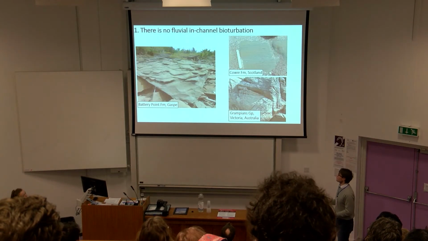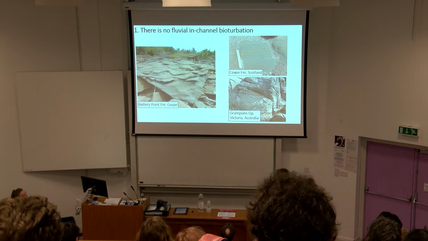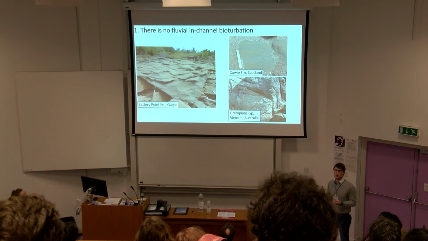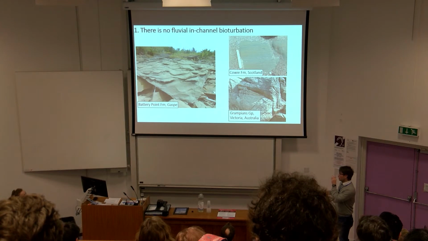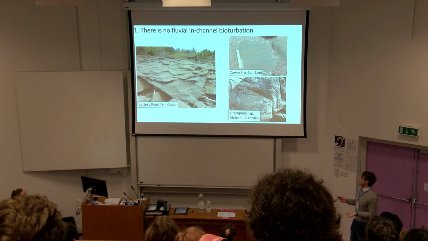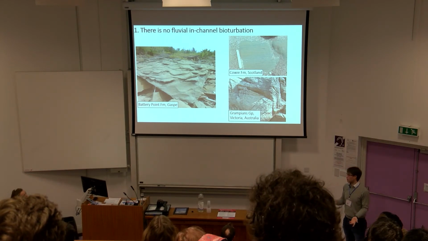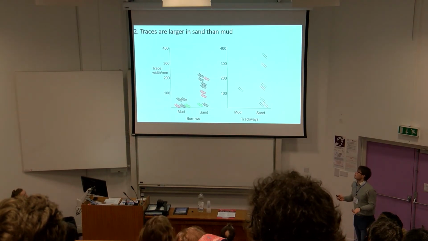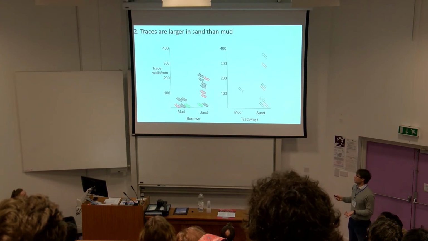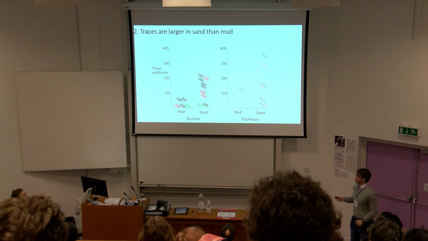So how does Gaspé fit in with what's going on in the slightly earlier deposits? Is the signal the same, or have we seen changes as we've gone from the latest Silurian up into the Emsian? In terms of in-channel fluvial bioturbation, we're still not seeing anything in Gaspé. It's very similar to what you were seeing in earlier rocks. When we're looking at the size of the traces in sand versus mud, here we've got European in black, Australian in red, and then Gaspé we've added in green.